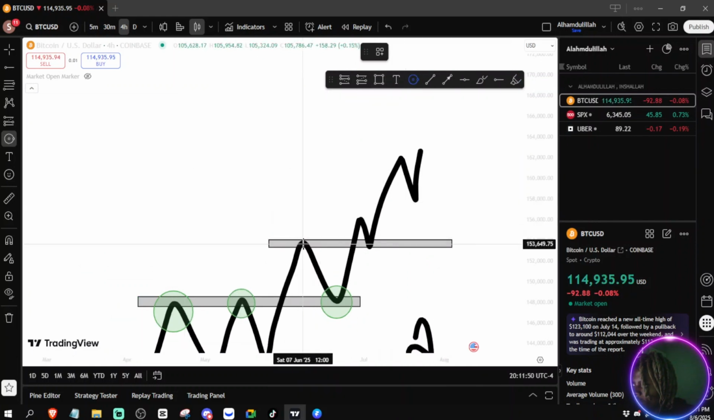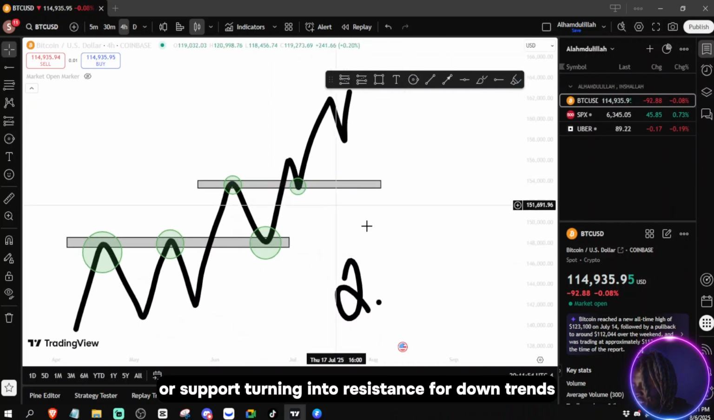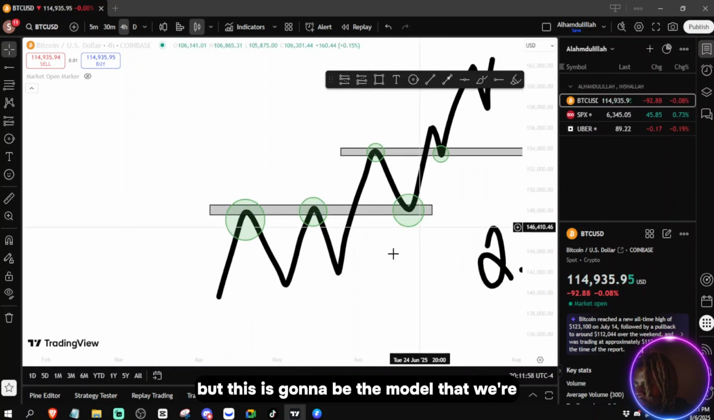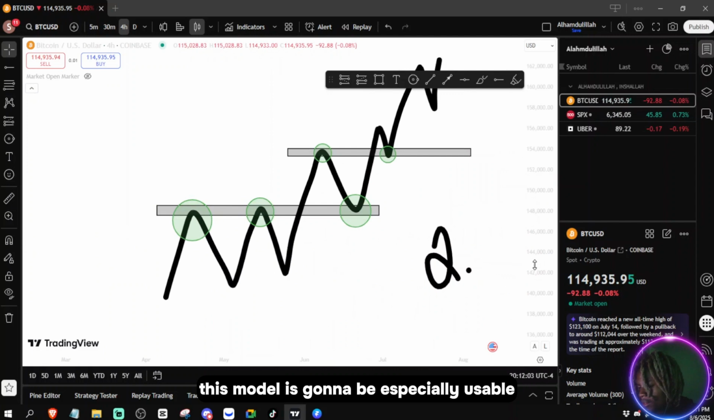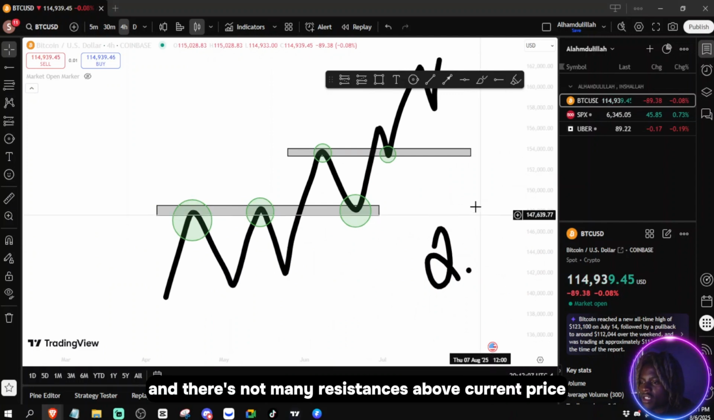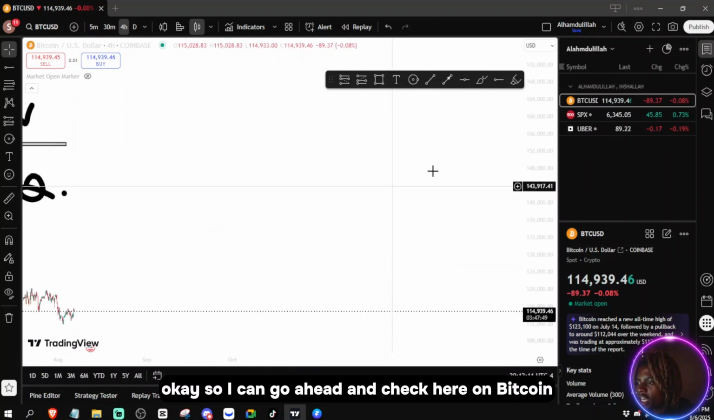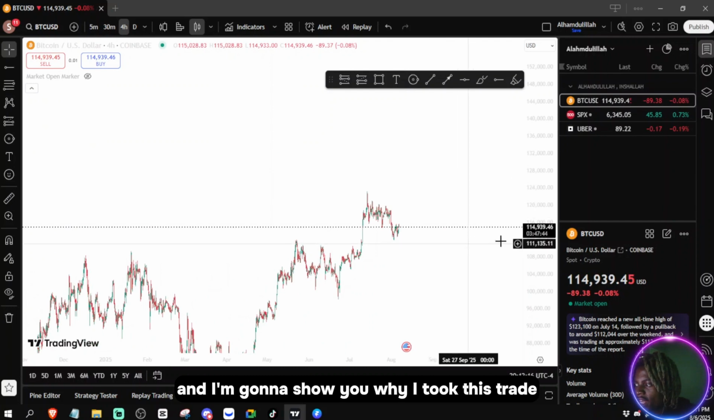Okay, so resistance turning into support, or support turning into resistance for downtrends, but we're not going to get into that. But this is going to be the model that we're going to be focused on. Resistance broken and turned into support. This model is going to be especially usable when price is at all-time highs and there's not many resistances above current price. Okay, so I can go ahead and check here on Bitcoin. So Bitcoin, I just took this trade here. Okay, and I'm going to show you why I took this trade.